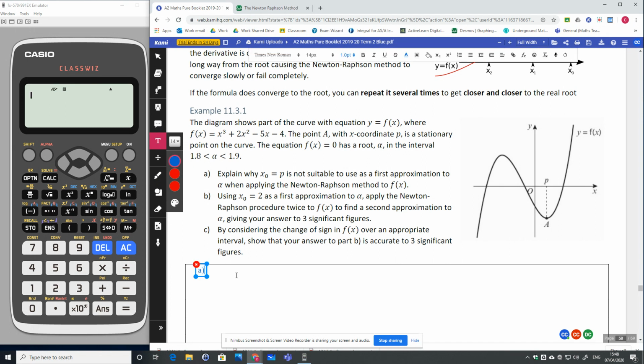So if we think about what we've just looked at, if we are looking at the tangent at A, because we've got a stationary point, we know that we've got a horizontal line. That is never going to cross the x-axis. Okay? Therefore, your Newton-Raphson method is going to fail because it is all dependent on the tangents intersecting the x-axis and trying to get closer to that root.